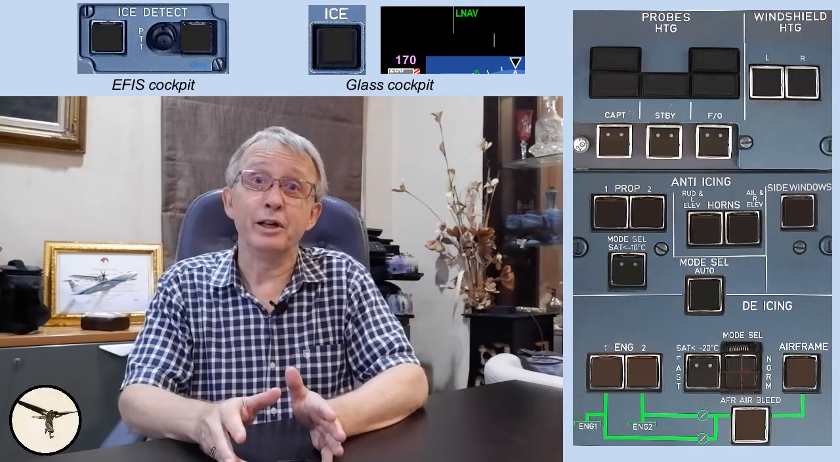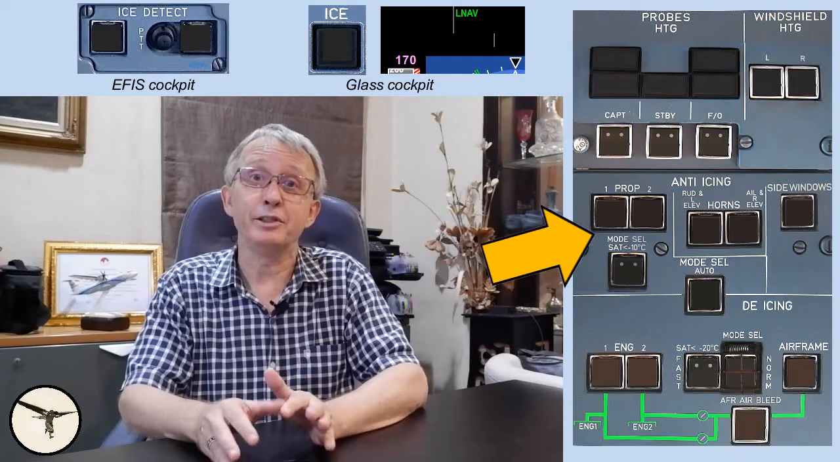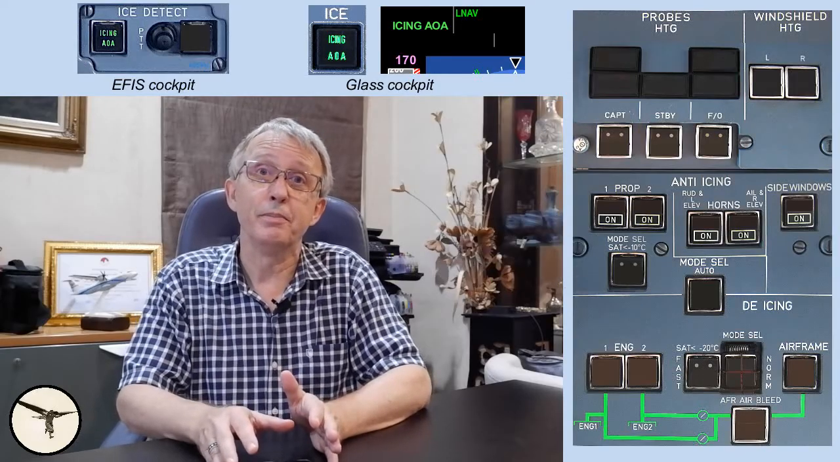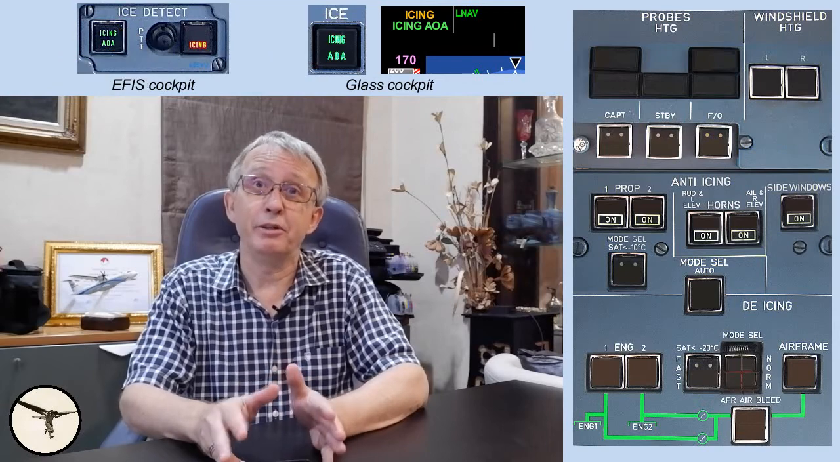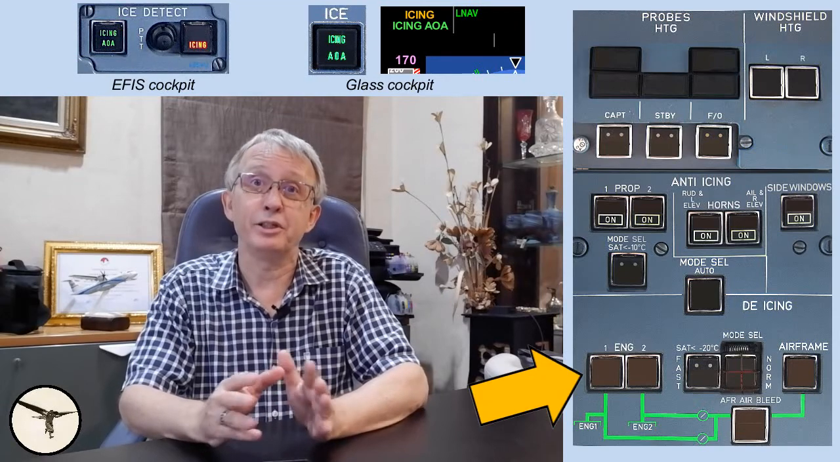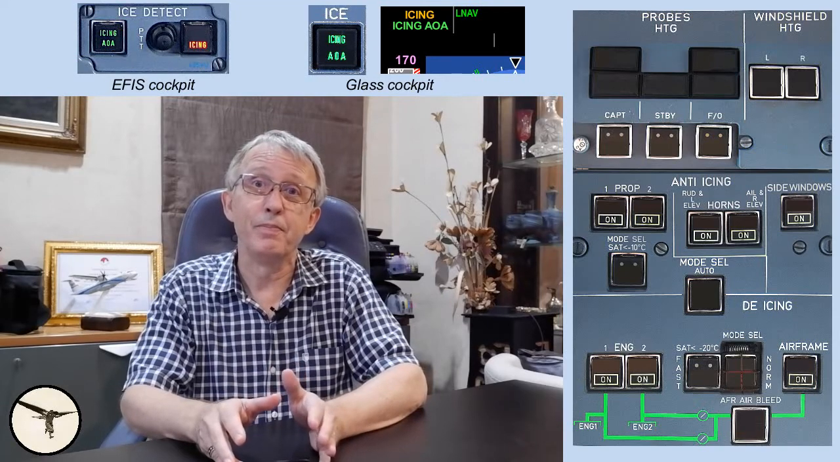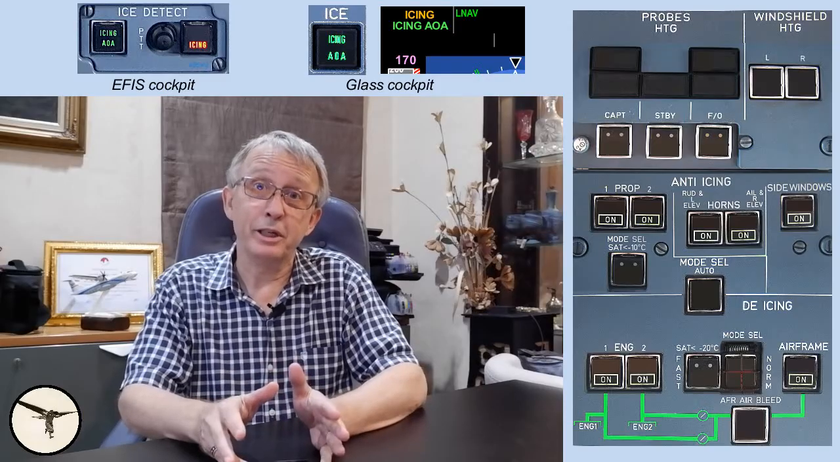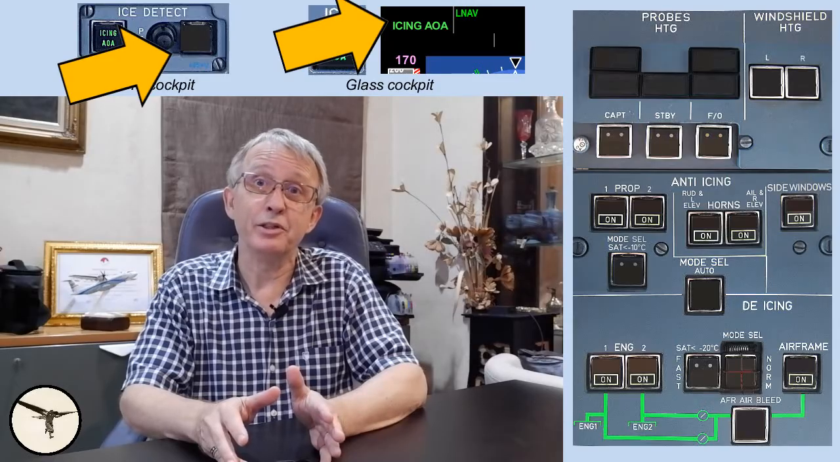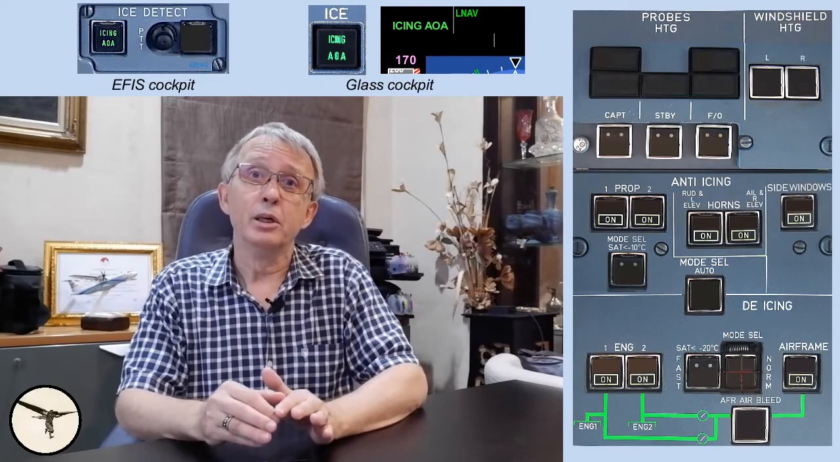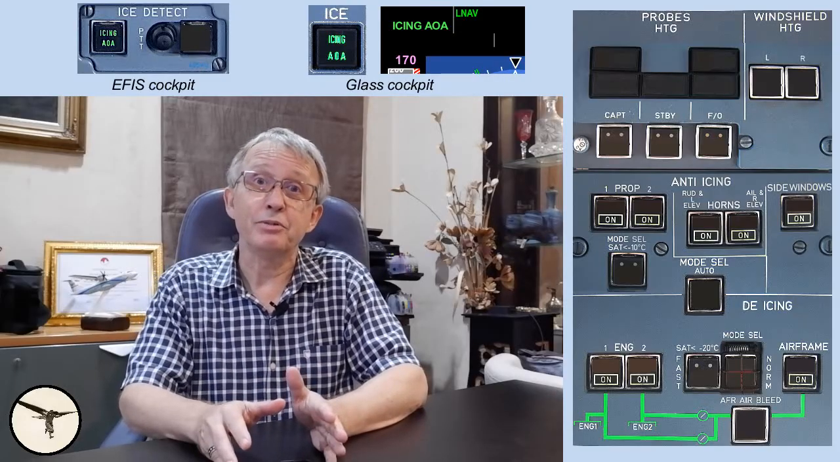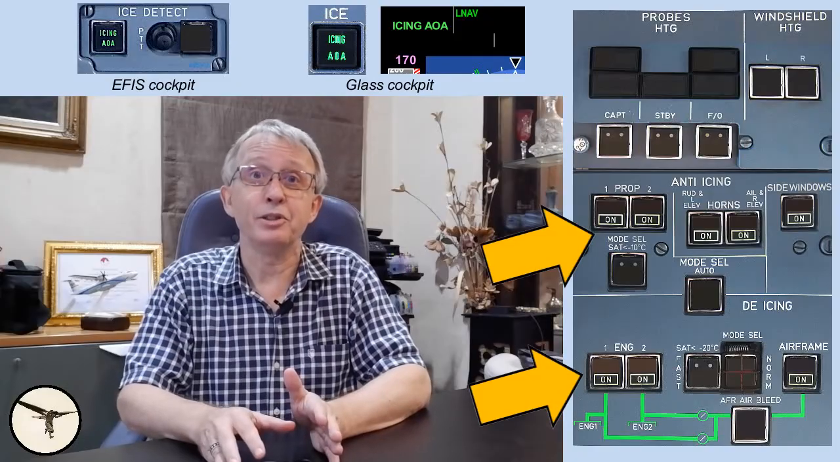Likewise, before we enter icing conditions in flight, we engage the anti-icing systems. When ice accumulation is detected, either visually or by the ice detector, we engage the de-icing systems. When ice accumulation ends, but we are still in icing conditions, we do not change anything. When we exit icing conditions, we switch off de-icing and anti-icing systems.